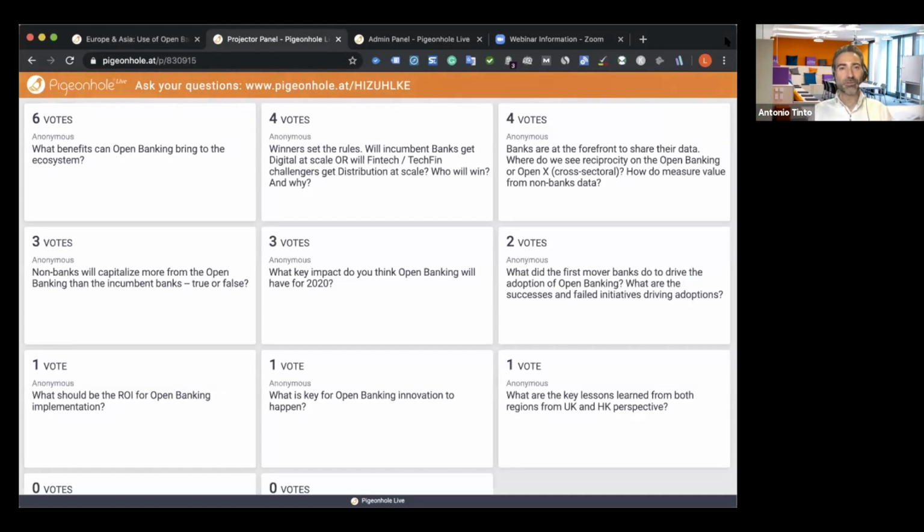So let's move to some of the questions that are coming from our audience here. I can see that things are shifting around on the screen for us. So I would like to start with probably the most popular one: what benefits can open banking bring to the ecosystem, right? It's a very broad question, I think. Maybe shall we start? Wolfgang, do you want to go ahead? Yeah, sure. Share your view on this.